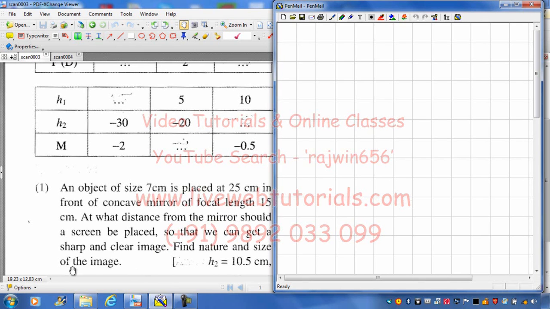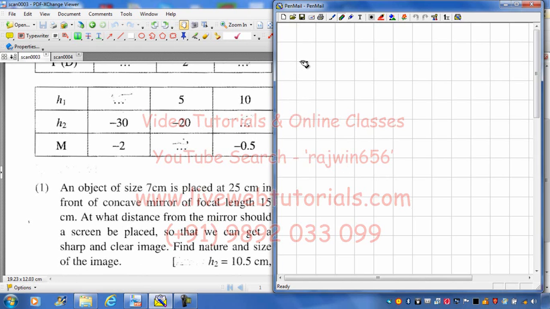Find the nature and size of the image. They have given that in the question itself. At what distance the screen should be placed, it means the image is real and inverted. Alright, we'll solve the sum to get the image distance and the height of the image.